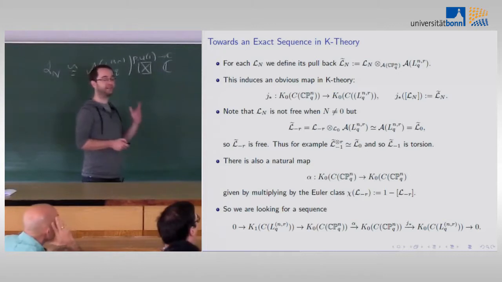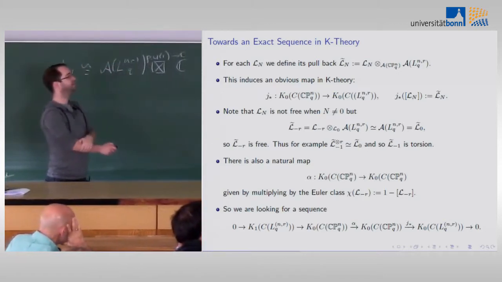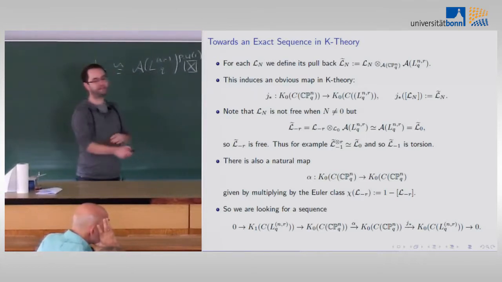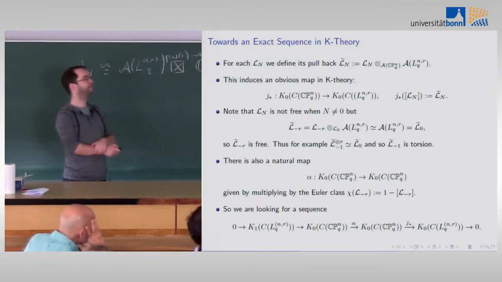And this induces the usual map in K-theory. So it sends, so this is, classically I think of this as a pullback of bundles once again, but in the language of algebras, this is a push-forward map in K-theory. So it sends the K-theory of the projective space to the K-theory of the lens space.